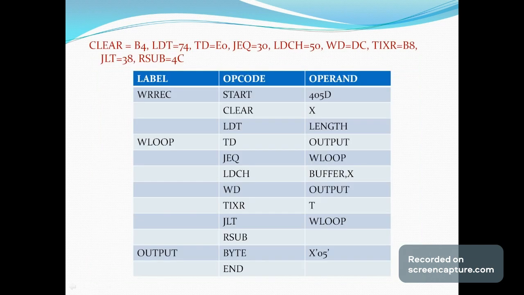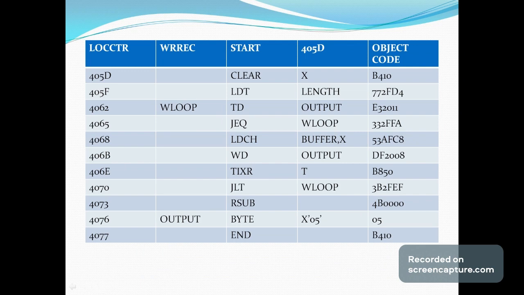Now the SIC machine architecture problem: here the instructions are given in three columns, labels, opcode, and operand. We need to calculate the location counter and the object code for this particular problem. First we will discuss how to assign the location counter for each instruction. The first instruction's location counter is always equal to the value mentioned in the operand field, that is 405D. So I will assign 405D to the first instruction.